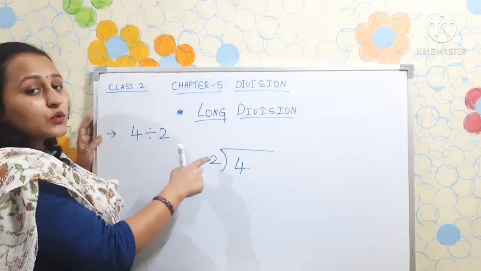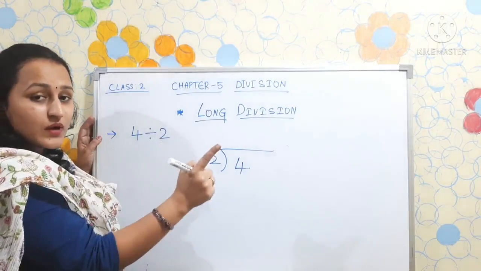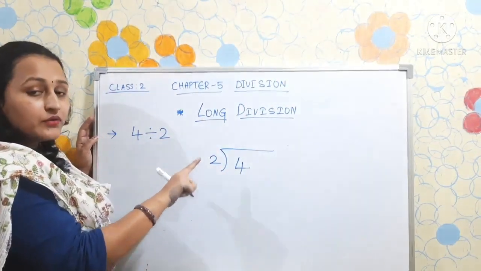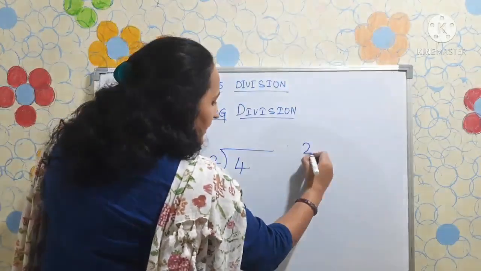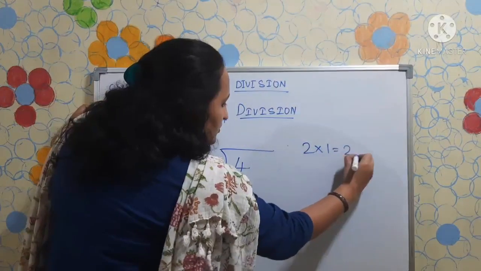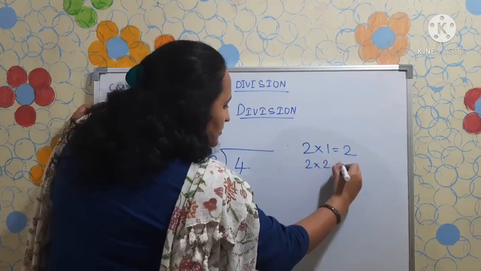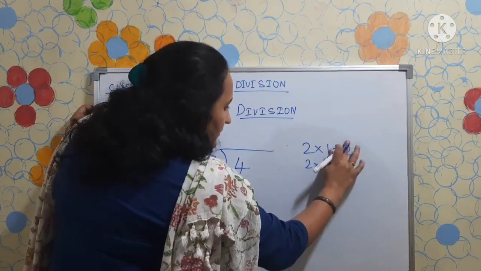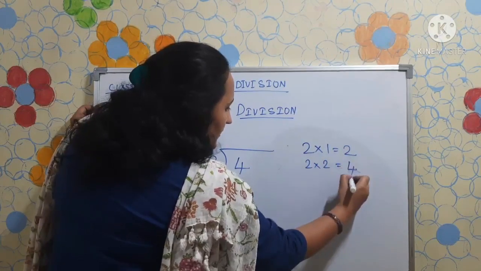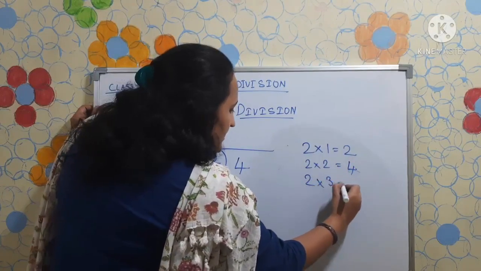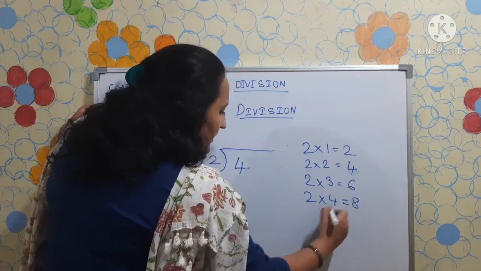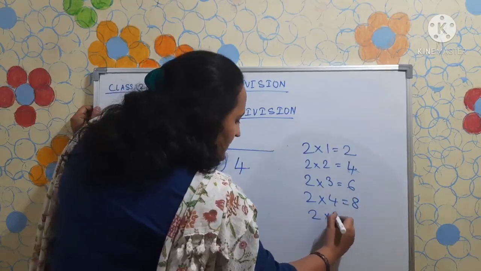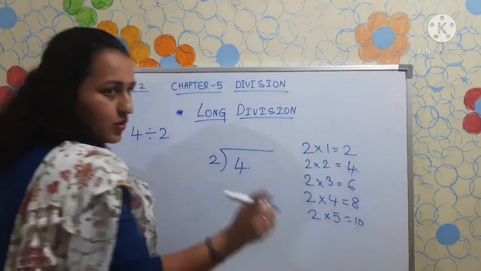Now recollect the 2 table. 2 times 1 is 2. 2 times 2 is 4. 2 times 3 is 6. 2 times 4 is 8. 2 times 5 is 10, and so on.